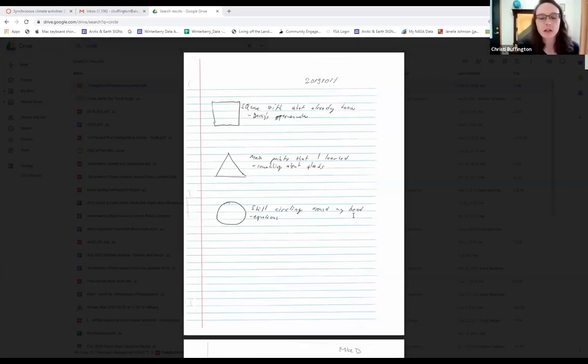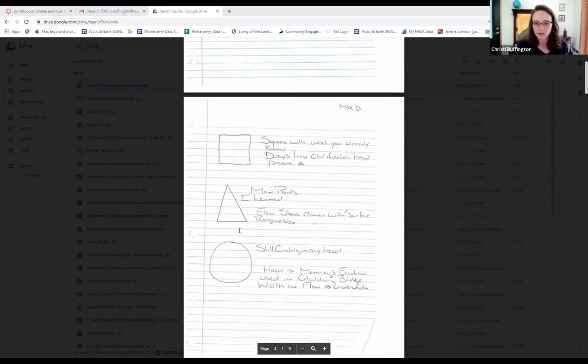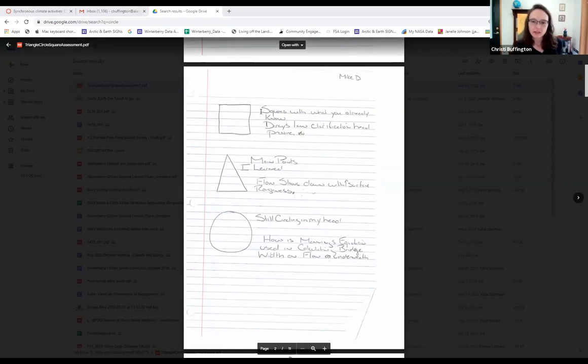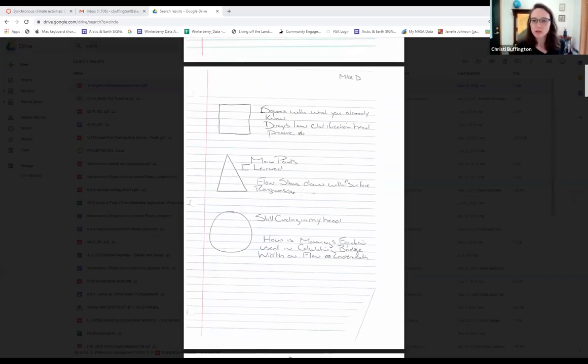Okay, here's an example from my students last fall. This student drew a square, a triangle, and a circle. Doesn't matter what order you ask them to do. And this one has a little bit better handwriting. Next to the square, the student wrote squares with what you already know. Next to the triangle, the student wrote main points I learned. And then next to the circle, the student wrote still circling in my head.